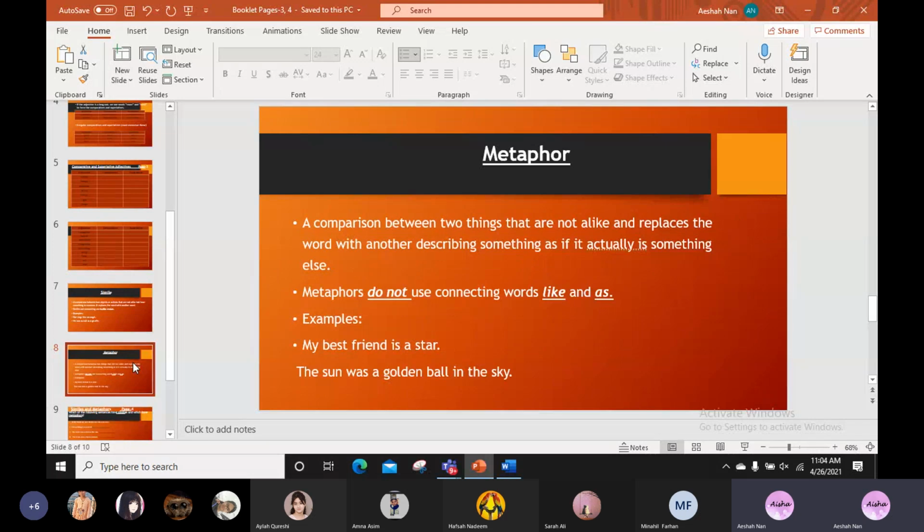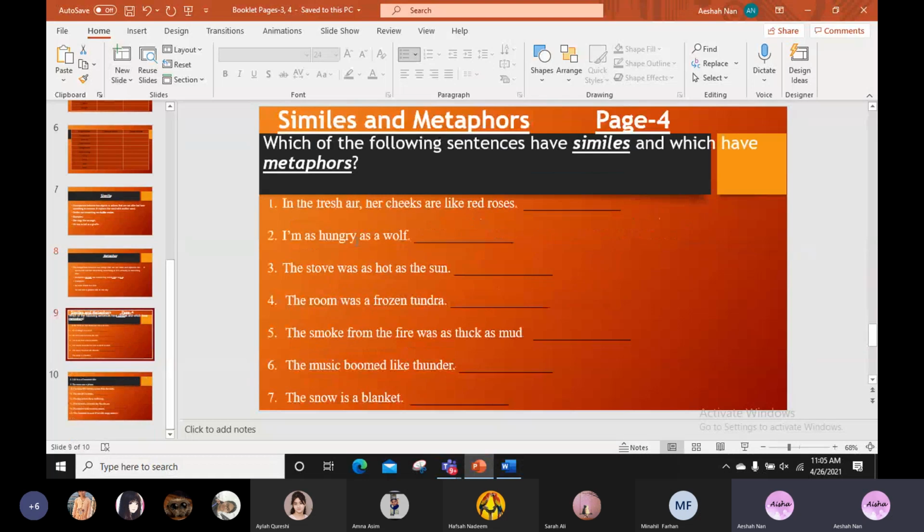A metaphor is a comparison between two things that are not alike, describing something as if it actually is something else. Metaphors do not use connecting words like "like" and "as." For example, my best friend is a star. You can see in this sentence there is no "as" or "like," so it's a metaphor. The sun was the golden ball in the sky. Now on page 4, write down the date. The question is which of the following sentences have similes and which have metaphors?